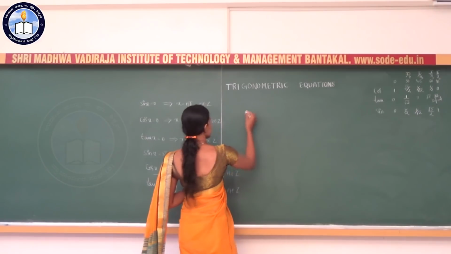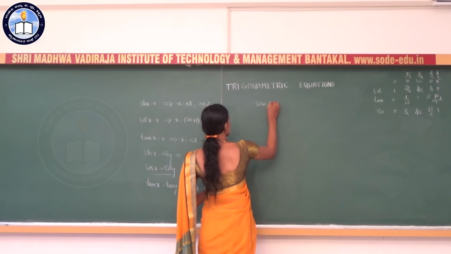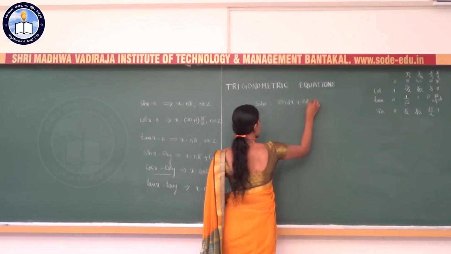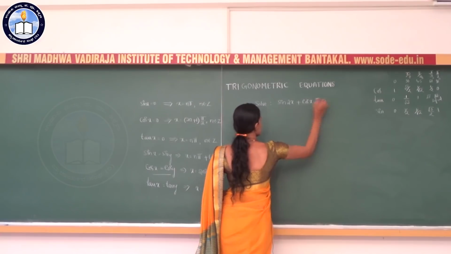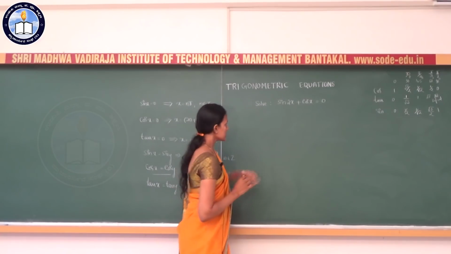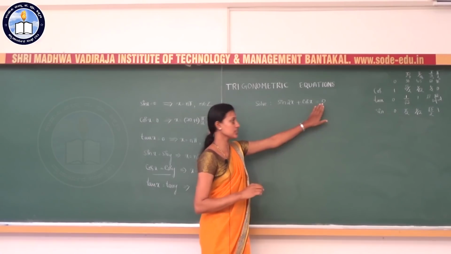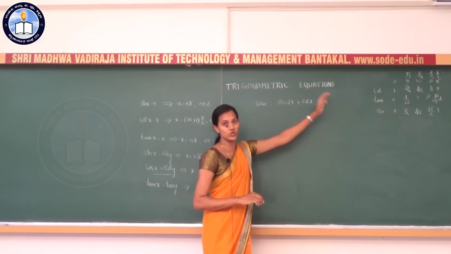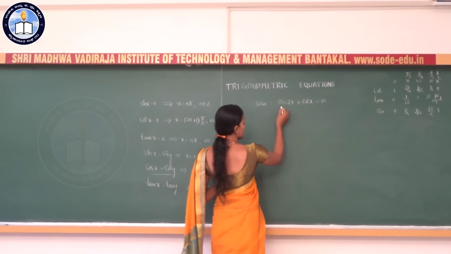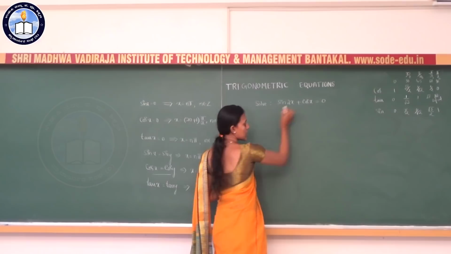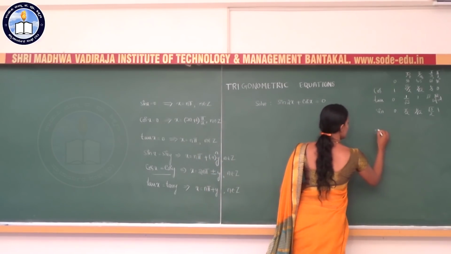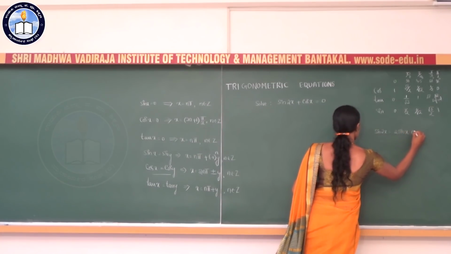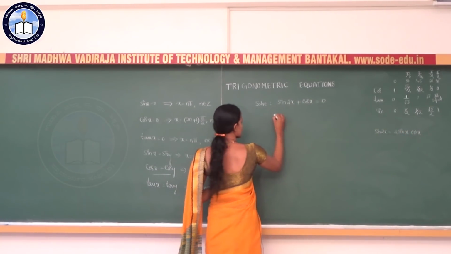Next problem, solve sin 2x plus cos x is equal to 0. So here we have two terms. We cannot equate two terms to 0. So we simplify this. First, sin 2x. We have a formula for sin 2x. Sin 2x is 2 sin x cos x. So let us substitute it.